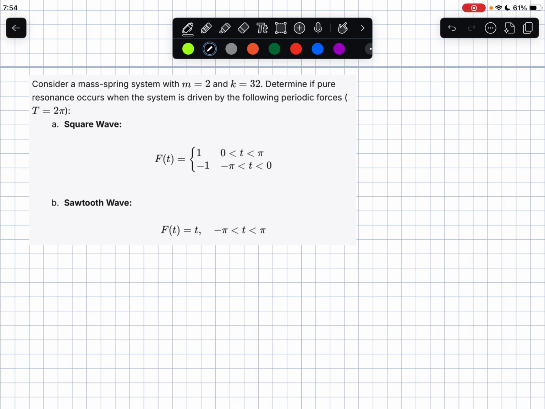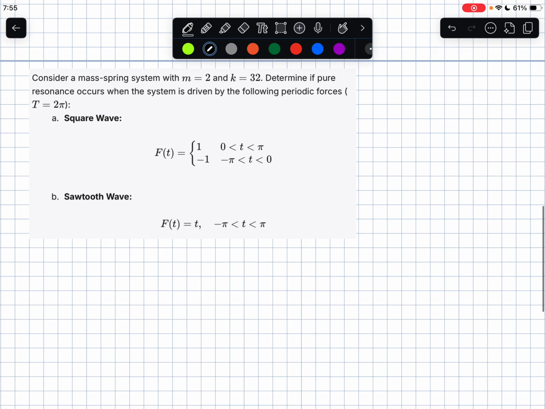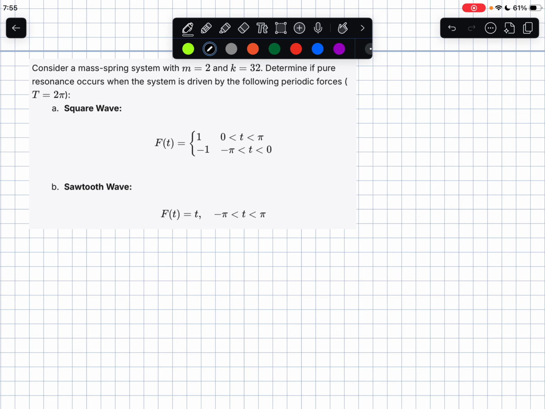Consider a mass spring system, with mass M equal to 2 and spring constant K equal to 32. Determine if pure resonance occurs when the system is driven by the following periodic forces. The period T equals 2 pi.